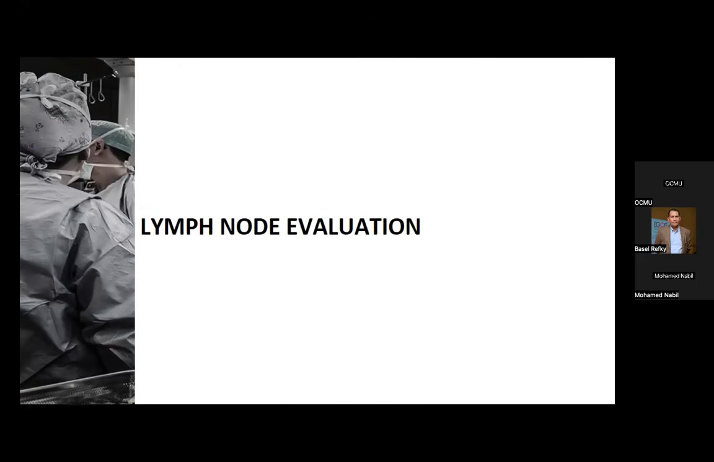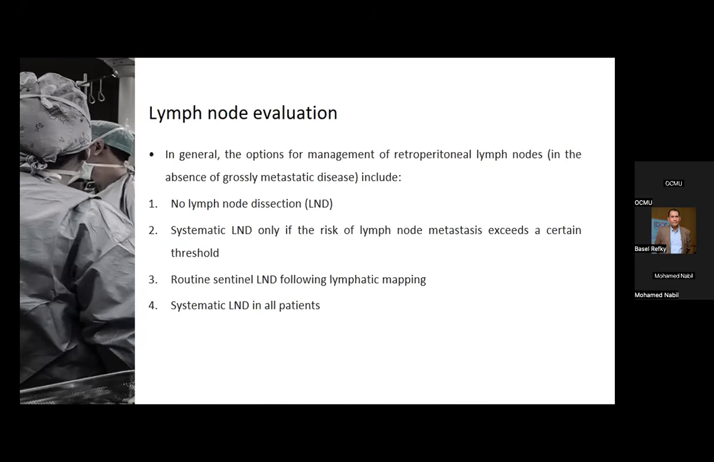So this is for the hysterectomies, and we'll speak about it again in the last few slides for the lymph node evaluation. In general, the options for management of retroperitoneal lymph nodes are one of these four. You will not do a lymphadenectomy at all. You will do a lymphadenectomy in all the patients. You will do a sentinel lymph node biopsy in all the patients. Or you will do a systematic lymphadenectomy only if you have a high-risk patient. So we have to choose from these four routes.